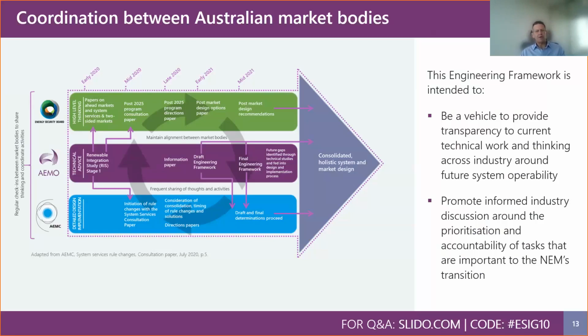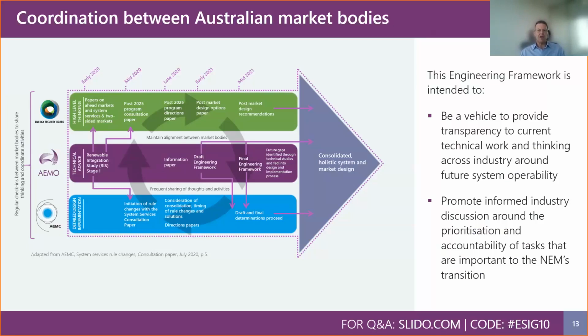Three parallel pathways of the ESB, the AEMC, and the engineering framework give an indication of the interaction between the processes and how in the current transition we're working as an industry, building on each other's work plans and developing market and regulatory frameworks in a way that's grounded in very solid and up-to-date technical advice.